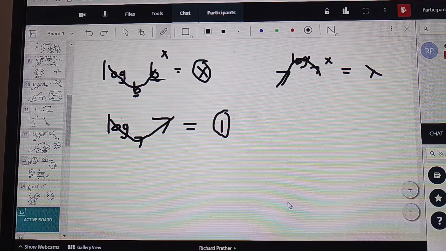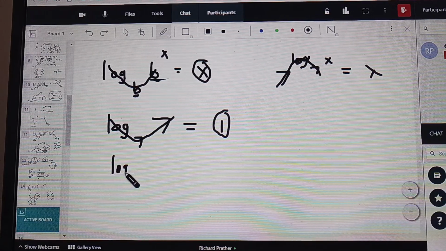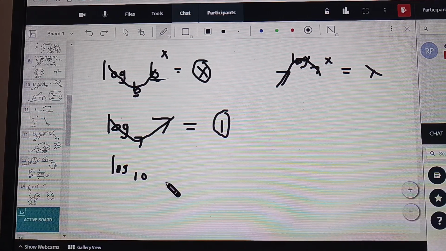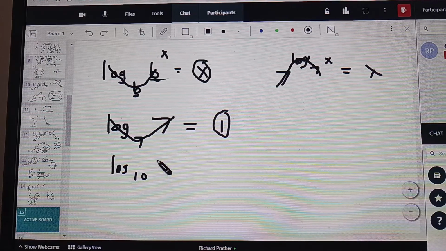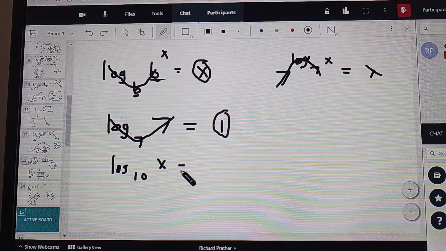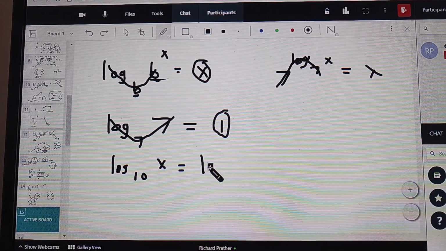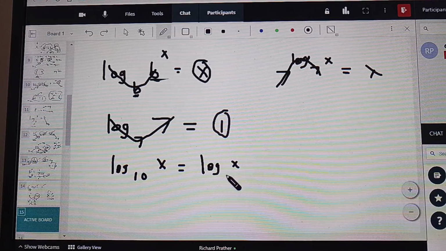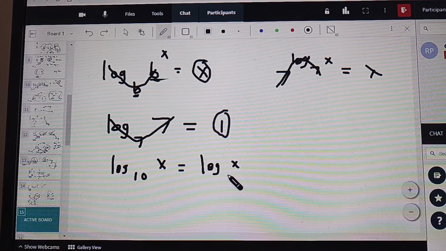And then there are two special kinds of logs. Log base 10 is normally not written that way. Log base 10 of x, there's a shorthand way to write that. We just write log x. If you don't see a base, it's not a 1, it's actually a 10.